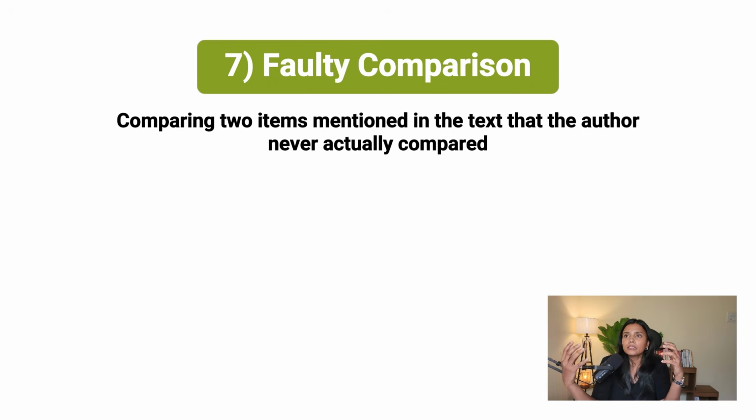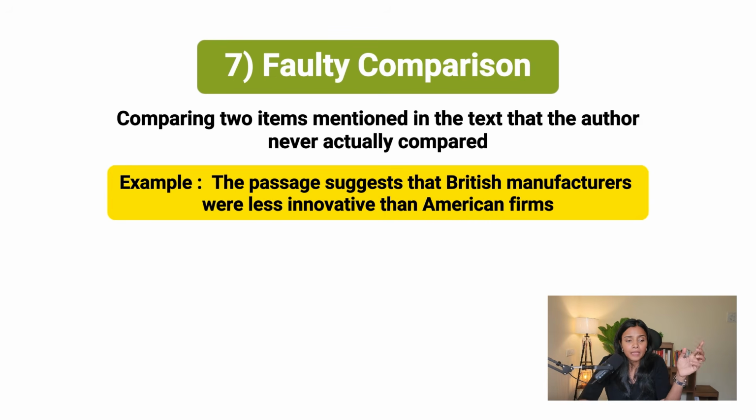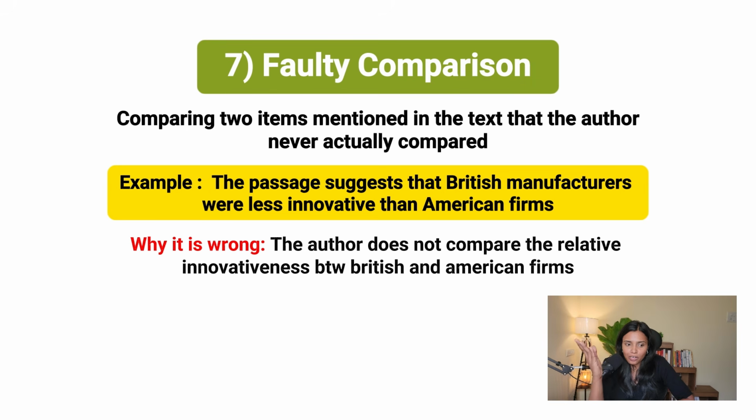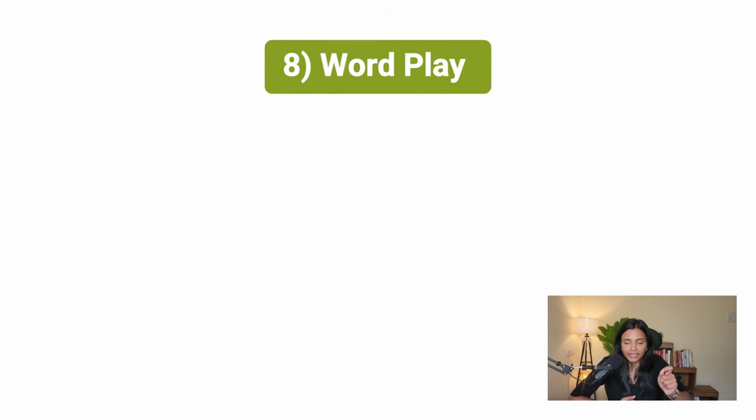So here, the option goes on to compare two things which may be in the passage, but they have never been compared. For example, the passage suggests that British manufacturers were less innovative than American firms. Now, yeah, both these topics were covered, but the author never compared the innovativeness of the British and the American firms. The next method is wordplay, and you can miss this if you're not very careful.